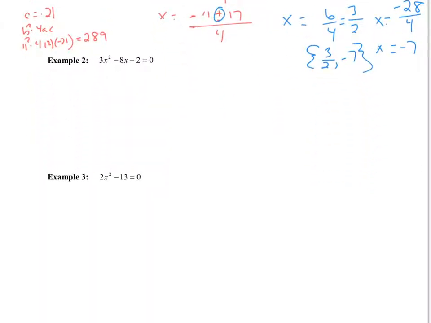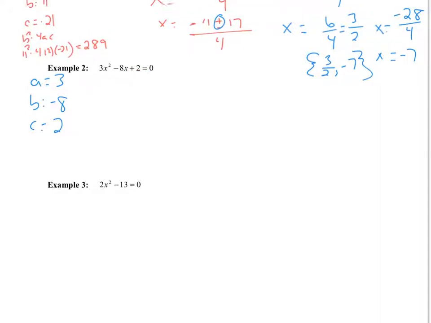Alright, moving on to example 2. Alright, so let's go through, find our a, b, and c. A is going to equal 3, b is going to equal negative 8, and c is 2. And again, the a, b, and c, the a is always the number in front of the x squared, the b is always the number in front of the x, and the c is the number all by itself.